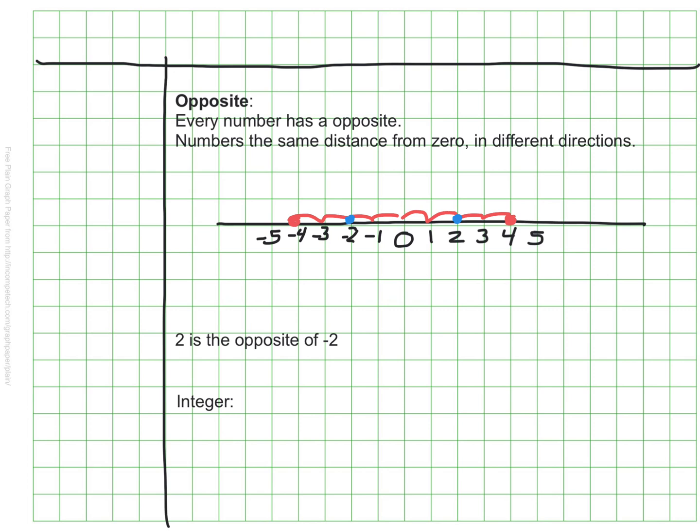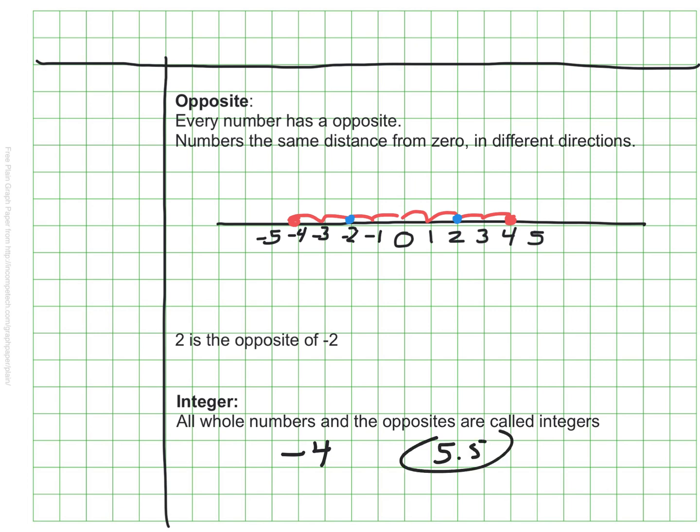Now that we know whole numbers and opposite, we can look at the word integer. All whole numbers and their opposites together are called integers. That means that the number -4 is an integer, but the number 5.5 is not, because it's not a whole number. 0 is actually an integer, and as a fun little fact, it's the only integer that is neither positive nor negative.